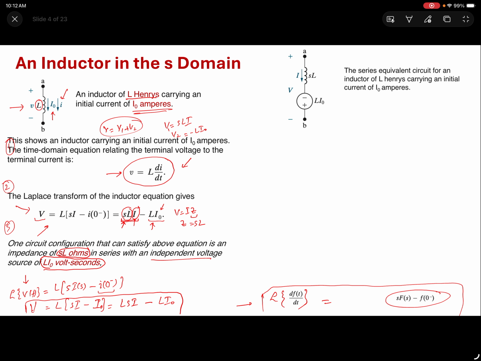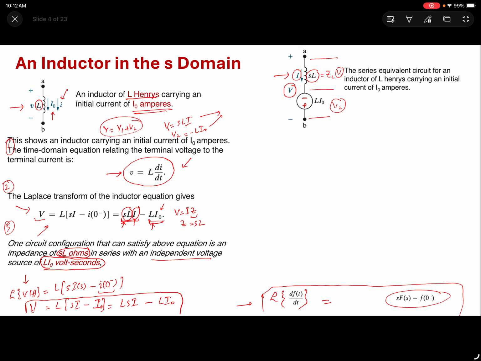Now, if you look closely over here, this is your impedance ZL, with a current I flowing through it and a voltage across it. This is the total voltage across it. This voltage was V1 and this voltage was V2, and we are combining V1 and V2 over here, with this minus L times I naught. Why do you have this negative? Because you are adding minus L I naught to the inductor impedance sL. This is how you can make a series model of this Laplace transformed circuit element.